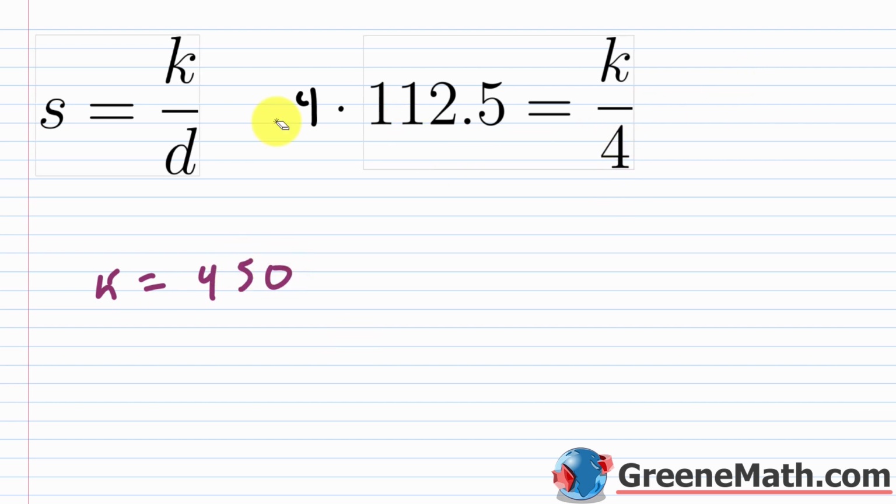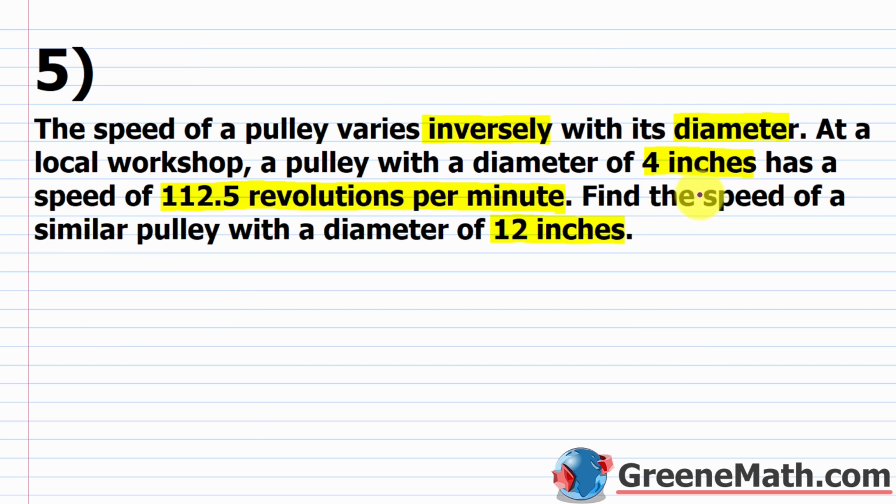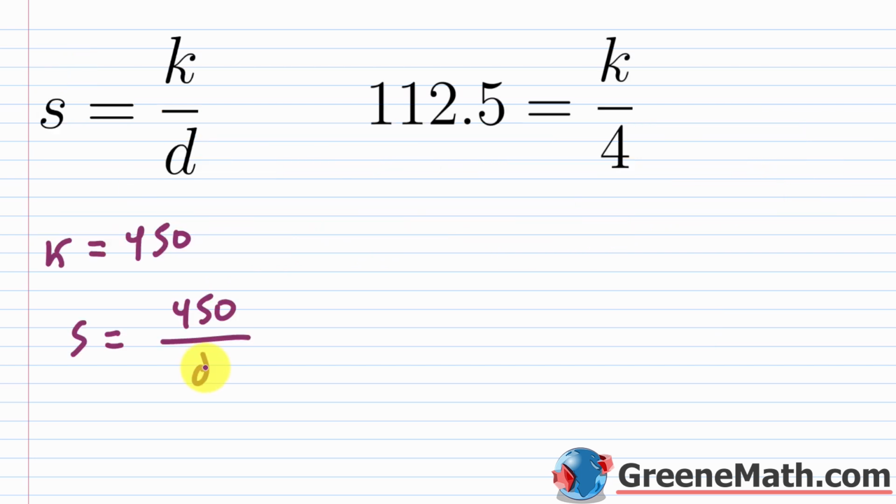Again, once you have your value for K, let me just write it here more cleanly. So K equals 450. You could just plug it into the formula. So you could say that S is equal to 450 over D. Well, what we were asked for, if you come back, it says find the speed of a similar pulley with a diameter of 12 inches. So coming down here, you're going to put a 12 right here. And then you're just going to plug this into the calculator. So 450 divided by 12, that's going to be 37.5. This would be in terms of revolutions per minute.